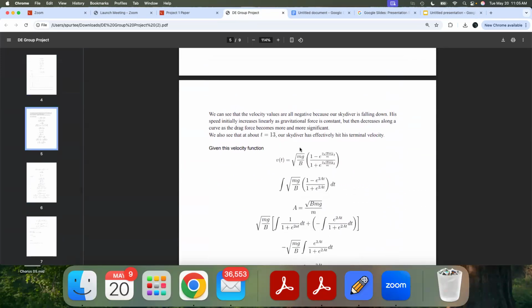We can see that the velocity values are all negative because our skydiver is falling down. His speed initially increases linearly as good.